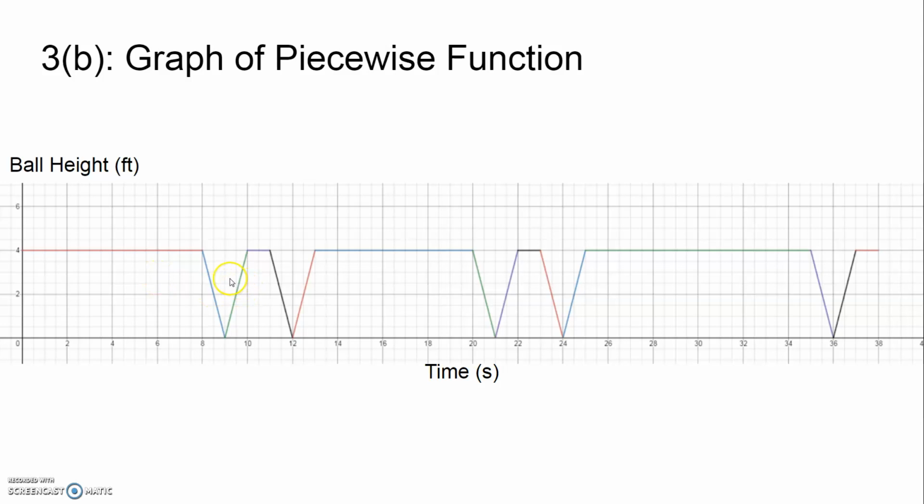In the graph, we see this here because it goes from 4 feet to 0 feet in a matter of 1 second, and then does the same thing when going up from 9 to 10 in 1 second. So that would illustrate 4 feet in 1 second. And then it does it again at 11 and 12, 12 and 13, 20 and 21, 21 and 22, 23 and 24, 24 and 25, 35 and 36, and 36 and 37.